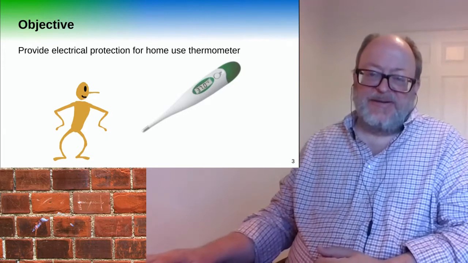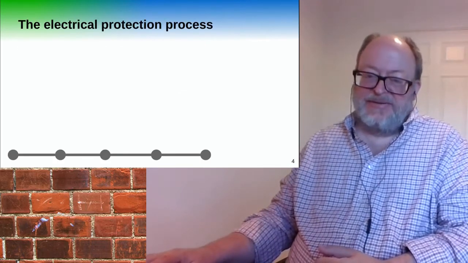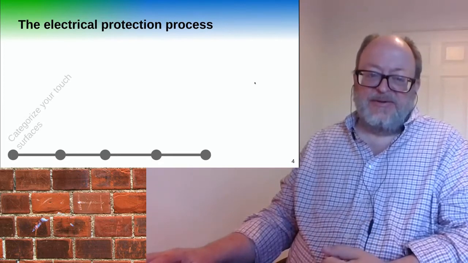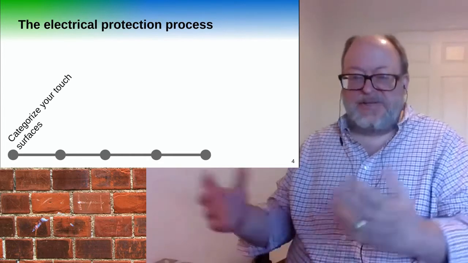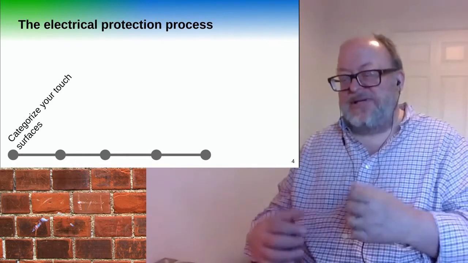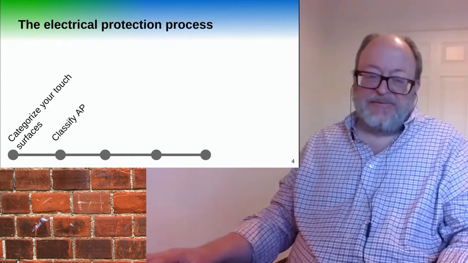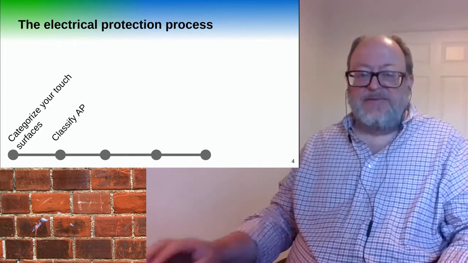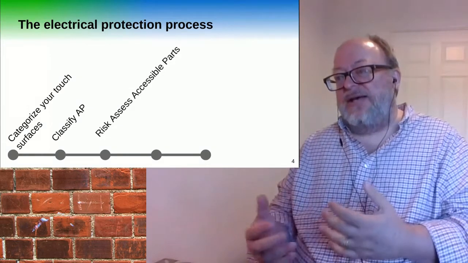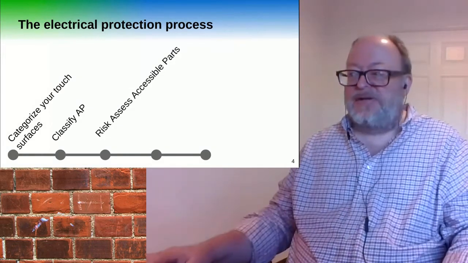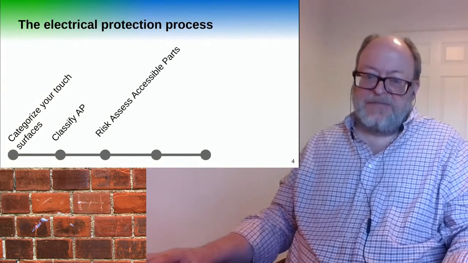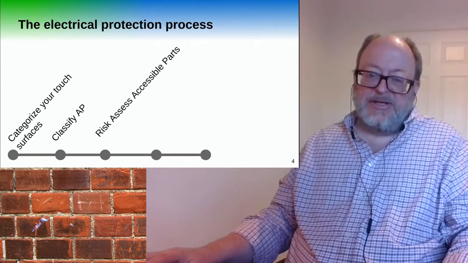There's a process that I'm going to try and introduce you to and show you the flow. The first thing we need to do is categorize our touch surfaces. Applied parts are accessible surfaces. For applied parts, we're going to classify them, call it B, BF, CF. For the accessible parts, we're going to risk assess those. It's clause 4.6, sometimes called the MOOP, means of operator protection. We'll show you how you do that.